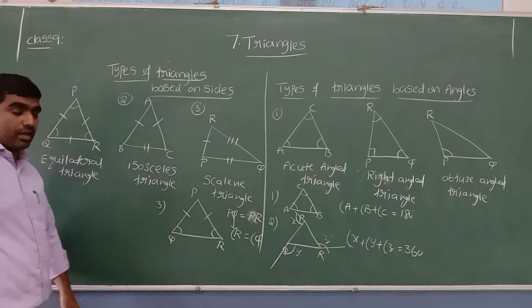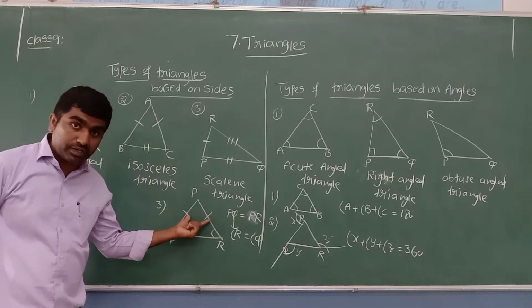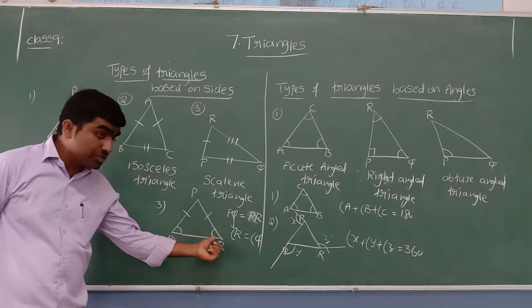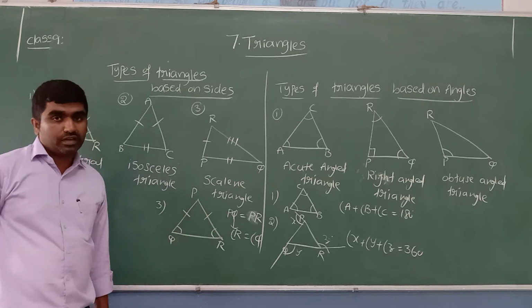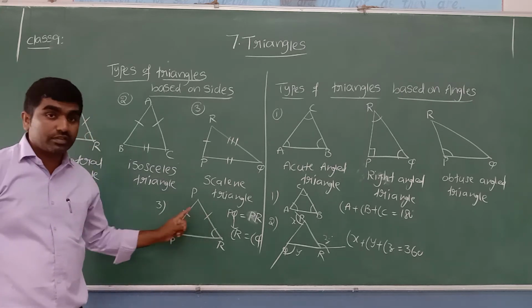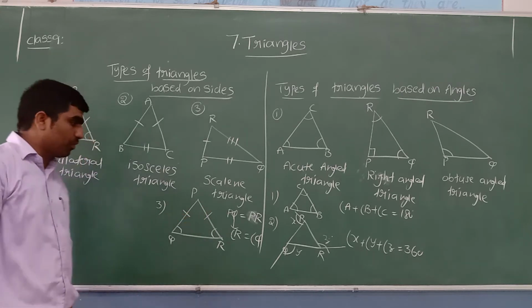What is the property over here? If two sides are equal, then the angles opposite to the equal sides are equal. If two sides are equal, their opposite angles are equal.